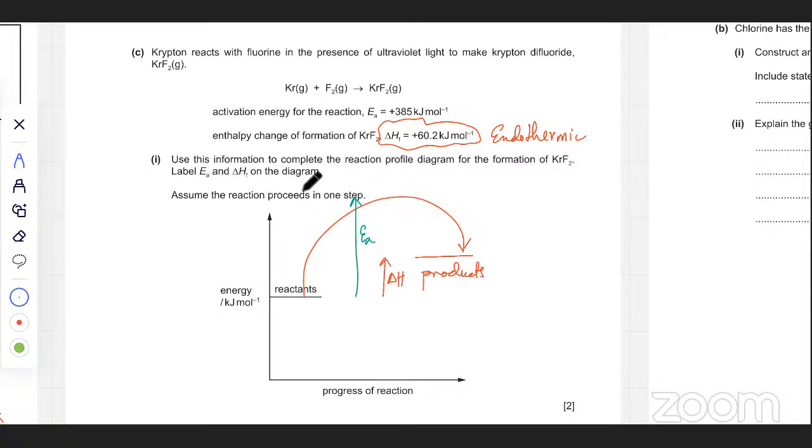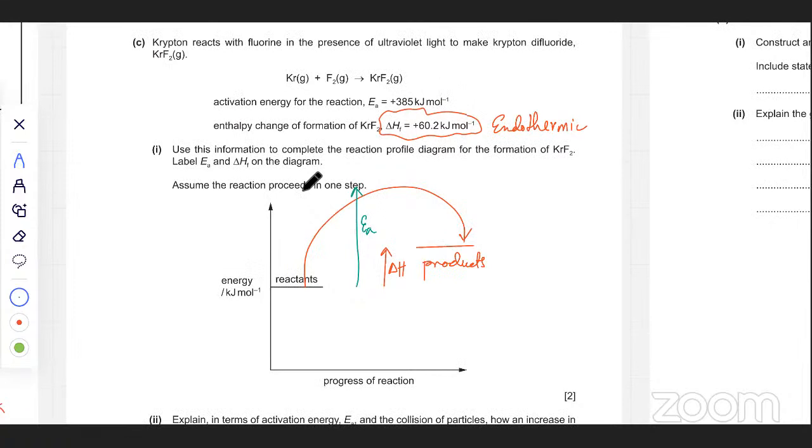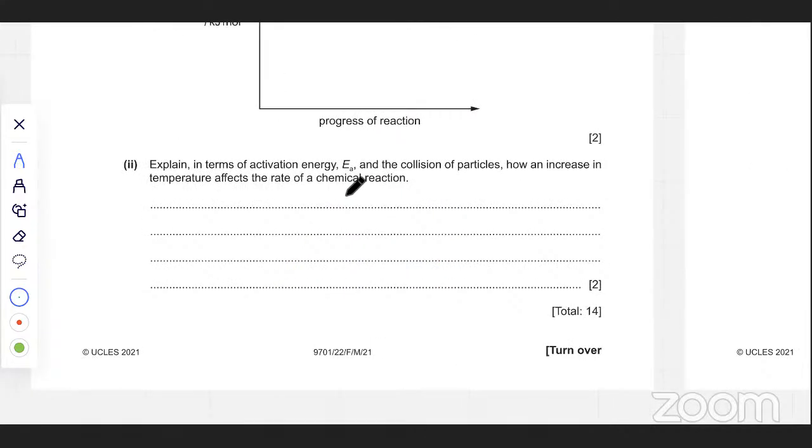Then: explain in terms of activation energy and the collision of particles how an increase in temperature affects the rate of a chemical reaction. Why does a reaction happen? Reactions happen because molecules collide. So what happens at a higher temperature? If you do a reaction at a higher temperature, particles are going to have more kinetic energy. They're going to have more speed, so they would travel faster. So two things would happen. One is they're going to have more frequent collisions.